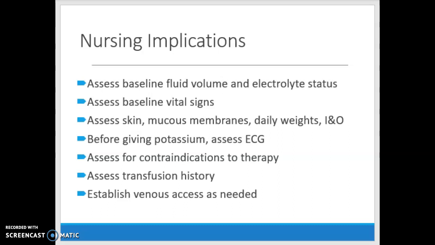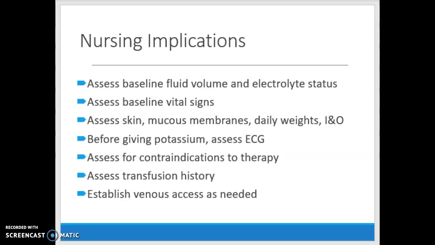So we covered our crystalloids, our colloids, we covered our blood products, and the major electrolytes. Let's talk about the nursing implications. We want to start with our assessment, right? Assessing the baseline fluid volume and the electrolyte status of our patient. That means we might take a look at their chemistries. We might take a look at their CBC.